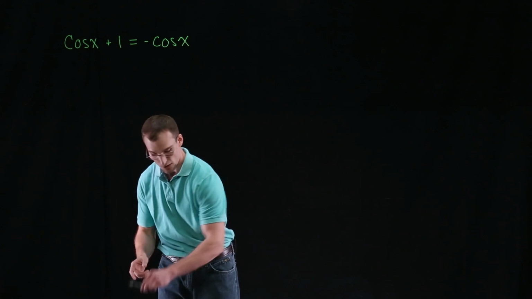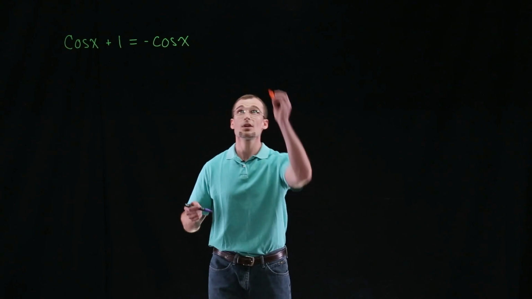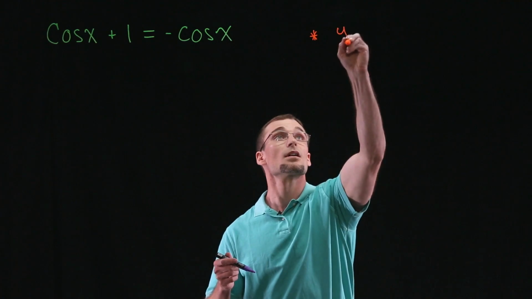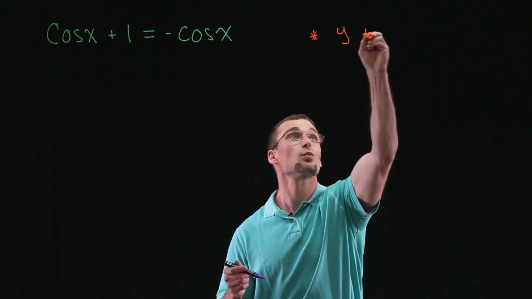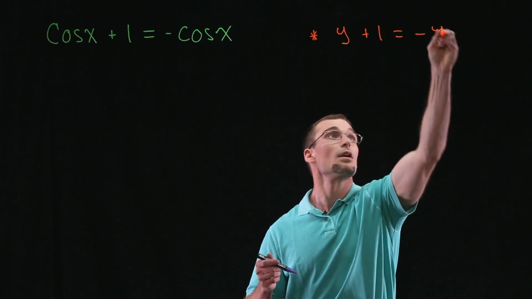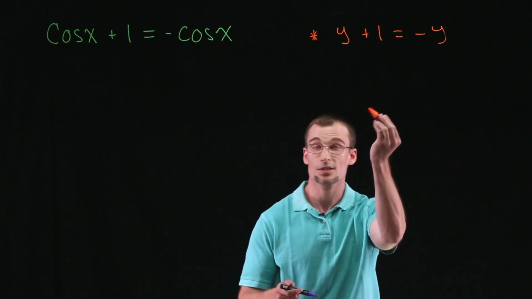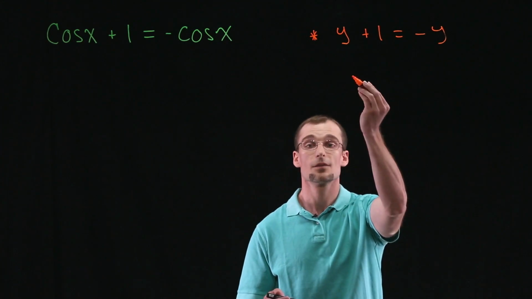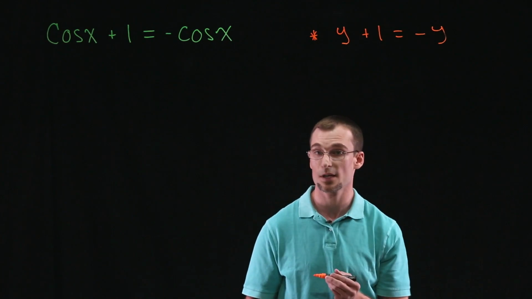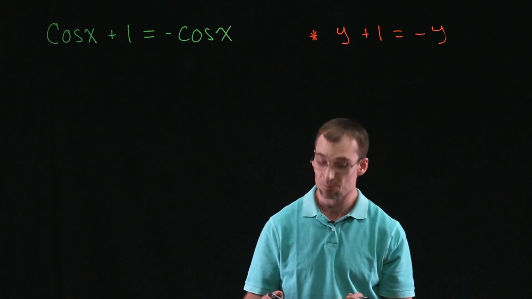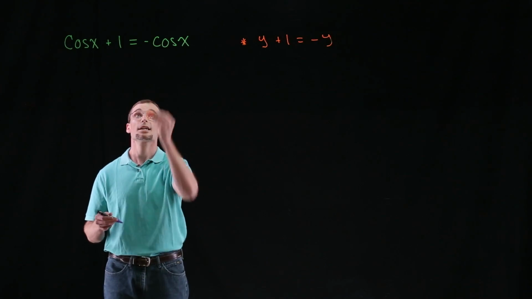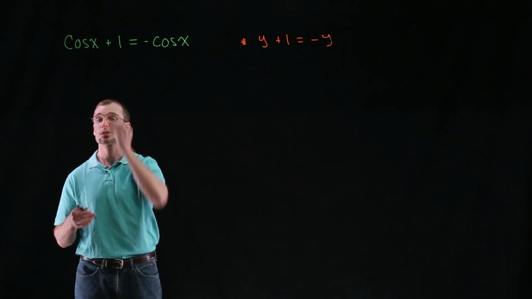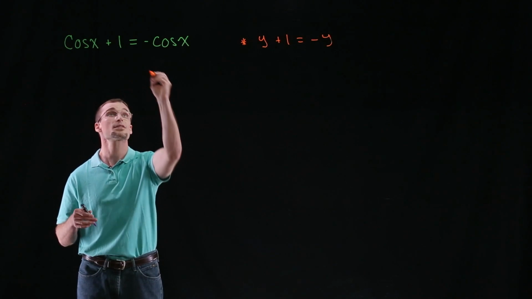So to start with, solving this equation is going to be much the same as attempting to solve something like this from algebra. Say y plus 1 equals negative y. So if you remember the steps that we would do here, we have an equation with a single variable. We're going to isolate the variable on one side and bring all constants to the other. So that's what we're going to do here to start. So taking a look at our equation, we're going to isolate the cosine x on one side. Say we'll bring it to the left.